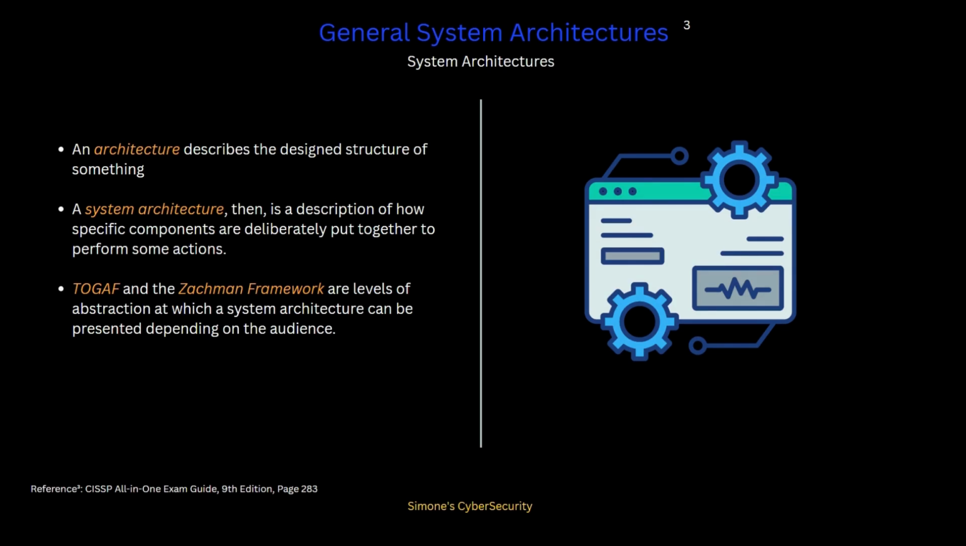Similarly, in OT, the architecture of a control system might show sensors feeding data into a PLC, which then sends commands to actuators to control some physical process. Now, depending on the audience, we can represent architectures in different ways. There are frameworks like TOGAF and the Zachman framework that provide levels of abstraction, which means we can show a high-level, business-friendly view for executives or a very detailed technical view for engineers. Now, why is understanding system architecture important?